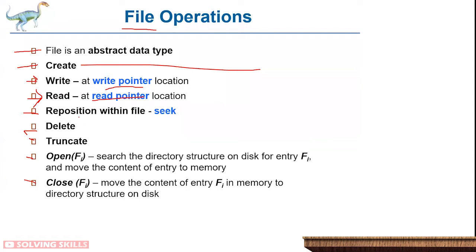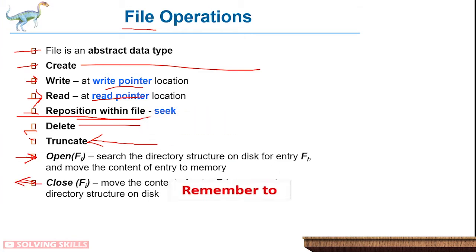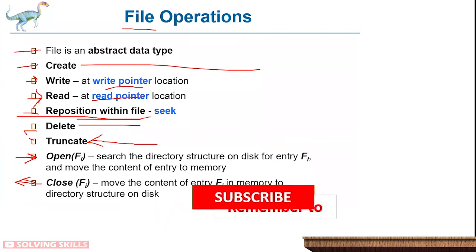Similarly, you can reposition within the file, just like in the cassette players from the old days, where you had to rewind or forward the tape. It is like repositioning your head on top of that magnetic tape. And similarly, you are able to delete the file or change its end location, truncation. You can also open the file, which brings the file into the memory, or close the file so that it is backed up on the hard disk again and removed from the memory.